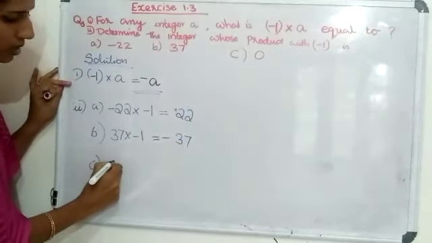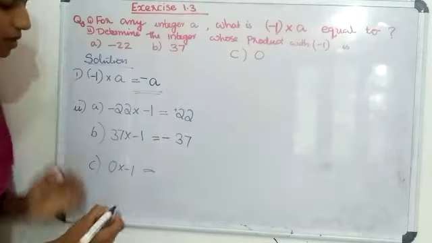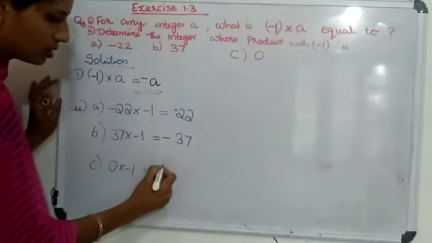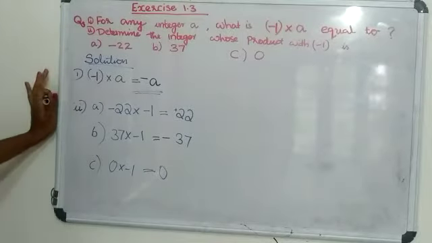Then c, 0 into minus 1. Any number multiplied with 0 is 0. That we know. Okay, is it clear? Okay, let's do the next problem.